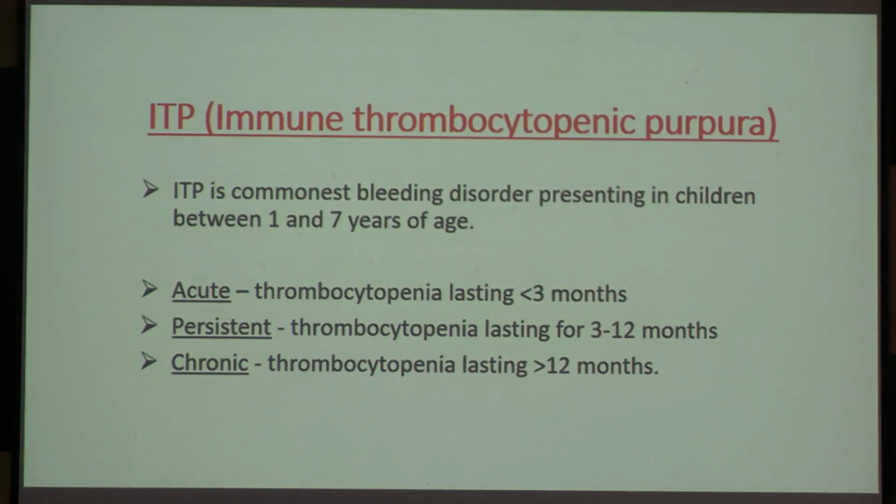Now, ITP, immune thrombocytopenic purpura, is the most common bleeding disorder in children between 1 and 7 years of age. Acute ITP is defined as thrombocytopenia lasting less than 3 months, persistent thrombocytopenia is 3 to 12 months, and if thrombocytopenia persists for more than 12 months, then we will call it a case of chronic ITP.